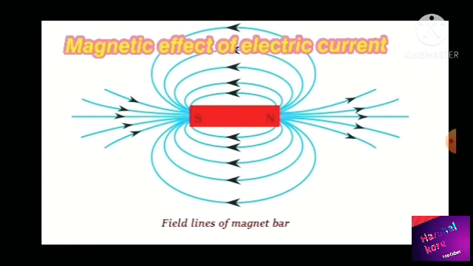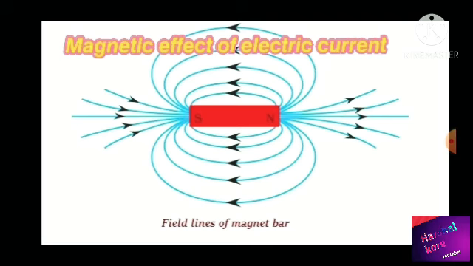So in the previous video, what we have discussed: we discussed magnetic field, right hand thumb rule, etc. So this is part 2 of magnetic effect of electric current.